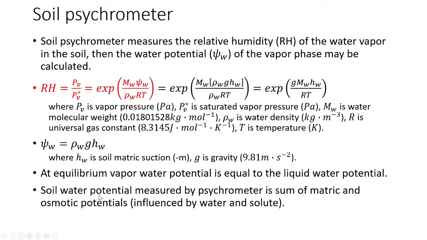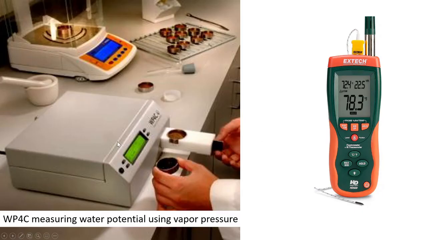So soil water potential measured by psychrometer is a sum of matric and osmotic potential. It is influenced by water and solute in the soil. The soil has water and also has solute, which will affect the soil water potential. Here is a figure that shows the WP4, which is an instrument from Meter Group. This WP4 measures water potential using vapor pressure, and the concept we discussed in the previous slide.